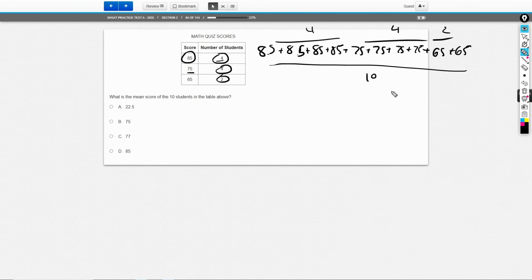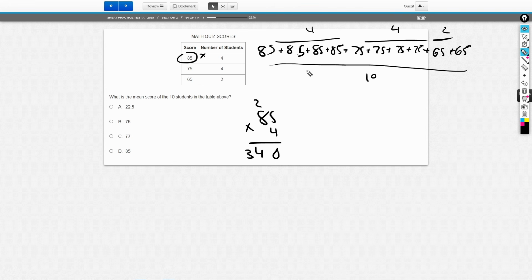Now, are you actually going to have to add this? No, you can just multiply it, right? 85 plus 85 plus 85 plus 85 is the same thing as saying 85 times 4, okay? So you don't actually have to add. All you have to do is multiply the score by the number of students that got that score, okay? It's the same thing, right? So here I have 85 times 4, which is 340.